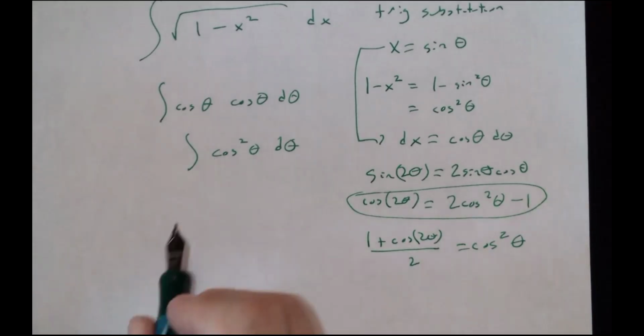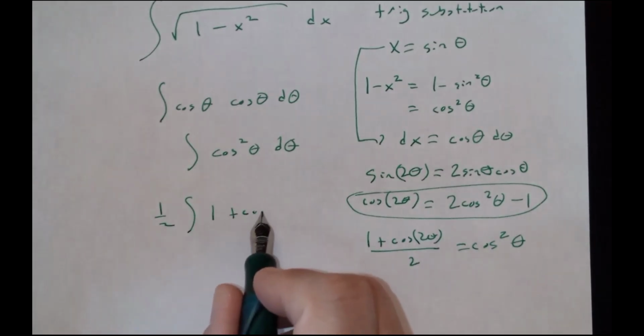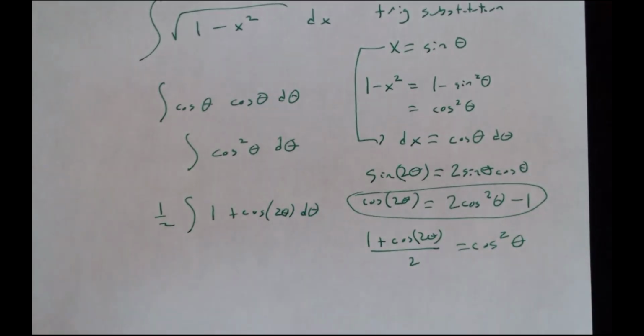This now becomes the integral of 1/2 times 1 plus cosine 2 theta d theta. And that I can do. What do you sub for the 2 theta? Now I want you to look at what we just did. I want you to look at something that's kind of sitting here making me throw up a little in my mouth.